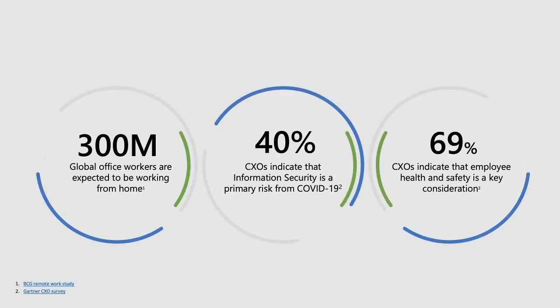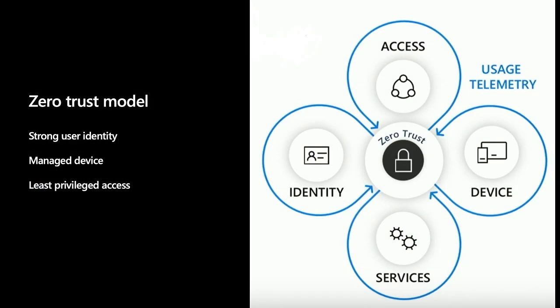As we are all working from home, we expect that around 300 million global office workers will be working from home. This is now becoming the new norm. And when we asked CISOs and COOs, 40% of them indicate that information security is a primary risk from this COVID-19. However, 69% of them said employee health and safety is the key consideration for them. If you double click on information security, the threat landscape that we see is all around the zero trust model.